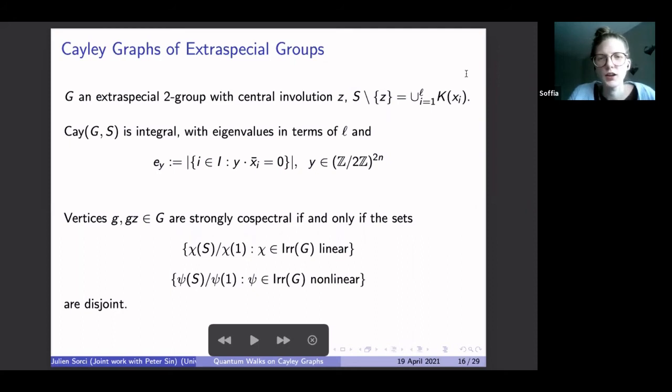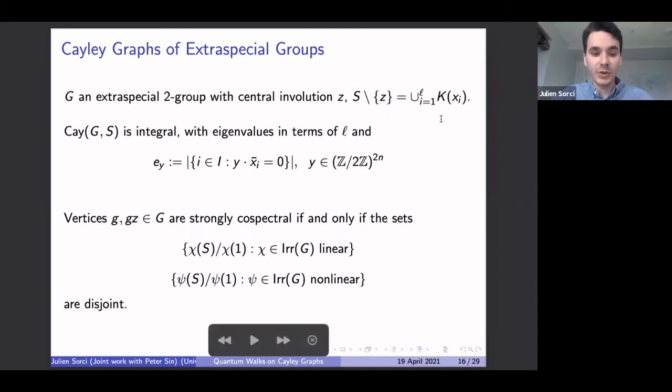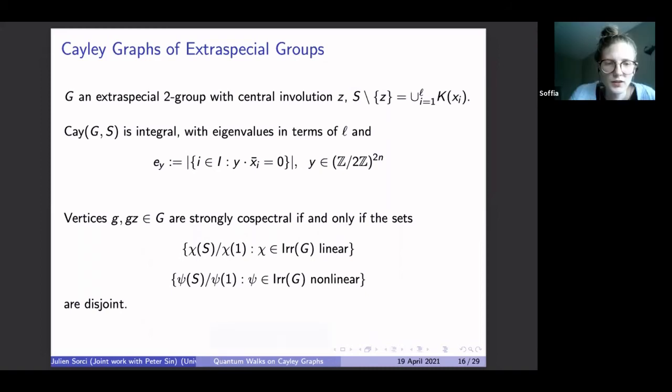Sorry, Julien. Are you assuming that the connection set contains the central involution? No, I'm not assuming that. A lot of these results, like the spectrum, will depend on whether or not I decided to put the central involution in. But in any case, it's always going to be integral, and the eigenvalues are always going to have to do with L and these EYs here. I just didn't write down exactly what that was. In general, I can choose whether I want to or not. Okay, thanks.